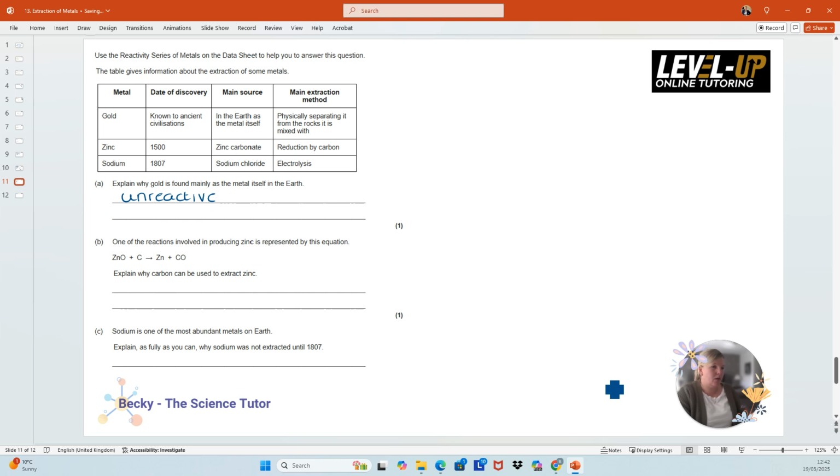One of the reactions involved in producing zinc is represented in the equation. So we can see that we're using carbon extraction. Why can carbon be used to extract zinc? So that carbon is more reactive than zinc. It's an example of a displacement reaction. It will pinch its oxygen.